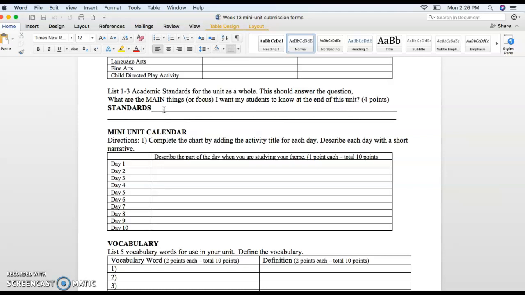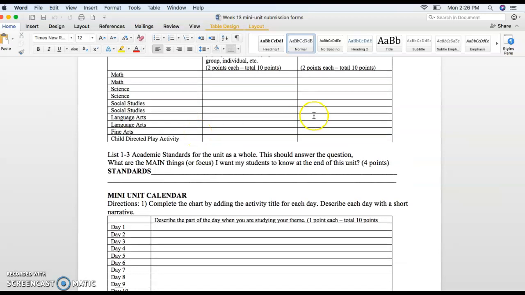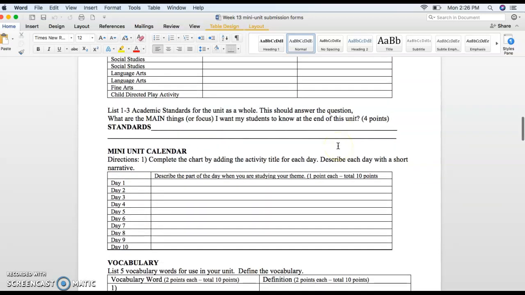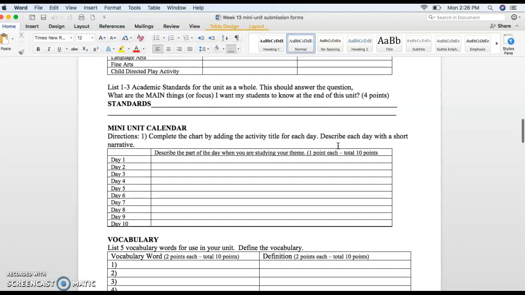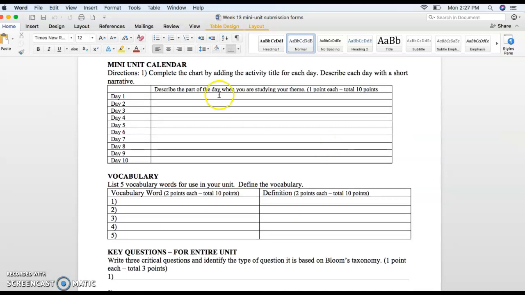then answer the question, what are the main things or focus that I want my students to know at the end of this unit? So basically, you're choosing the basic content or the basic 1 to 3 of these activities that follow a standard or standards and listing those there along with your main focus or what you want students to know. Here's your mini unit calendar.